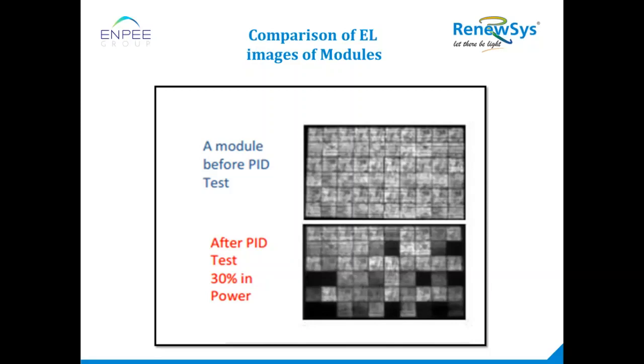Okay, thanks Sandeep. In continuation, we have another question from Sean. What is the optimum system voltage to negate PID in solar modules? Is there an optimum system voltage that you would recommend?